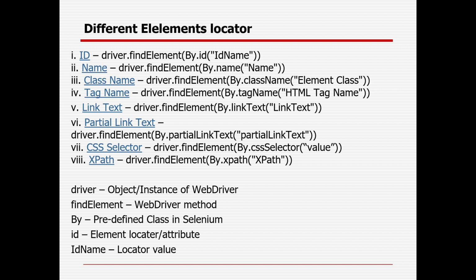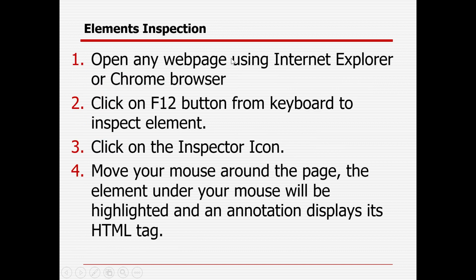ID, name, class name, tag name, partial link text, link text. In case nothing is working, then we need to go with CSS or XPath. This is the very big one, CSS and XPath. There are plenty of ways. In case nothing is working, you can create your own customized CSS or XPath. That is the syntax: driver dot find element by ID, meaning any element locator, and then the corresponding value through which you can identify the element.